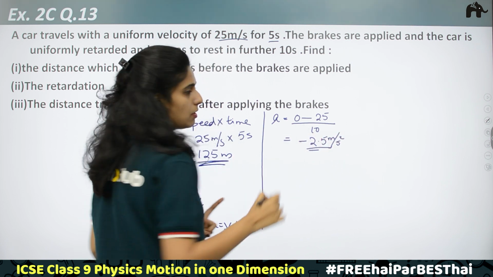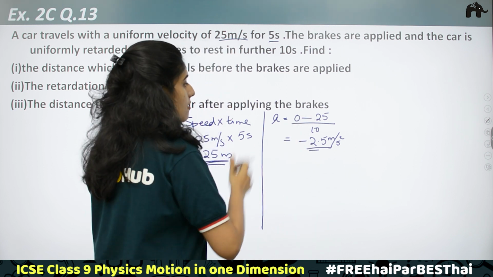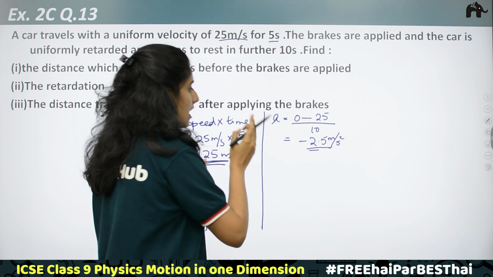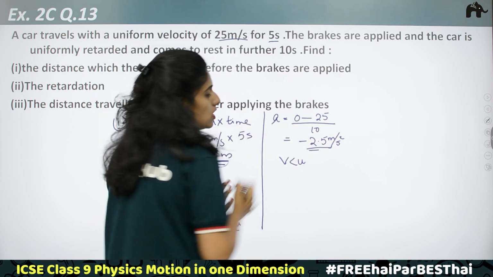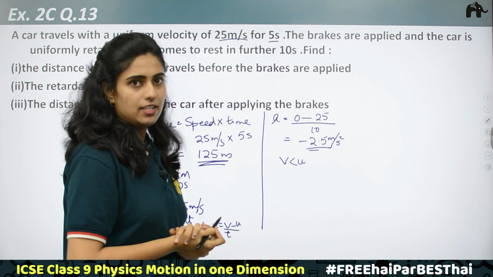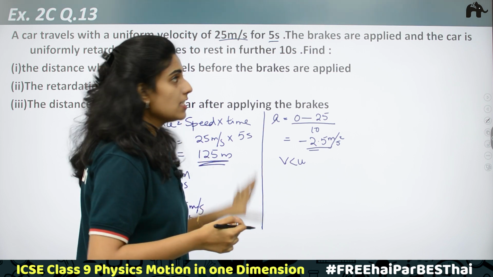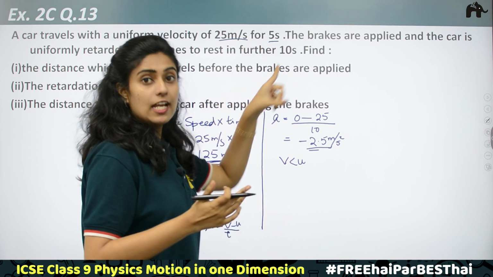Here you have to remember we are getting a negative value. Why? Because this is retardation. Final velocity will be less than the initial velocity. V less than U is the case for retardation. Now the distance travelled by the car after applying the brakes. Before applying the brakes, the time taken is 5 seconds. After applying the brakes, the time taken is 10 seconds.